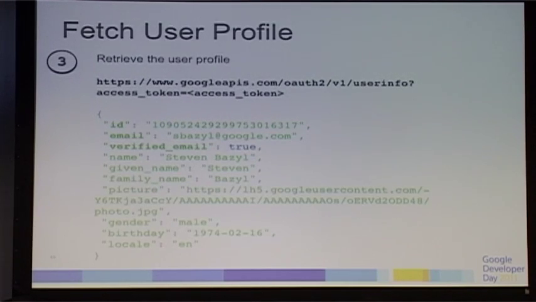And then the next step you do is request the user's data. This is using this user info API, which is a JSON feed, requesting the user's data, and you get back their name, their email address, their picture, that sort of thing.